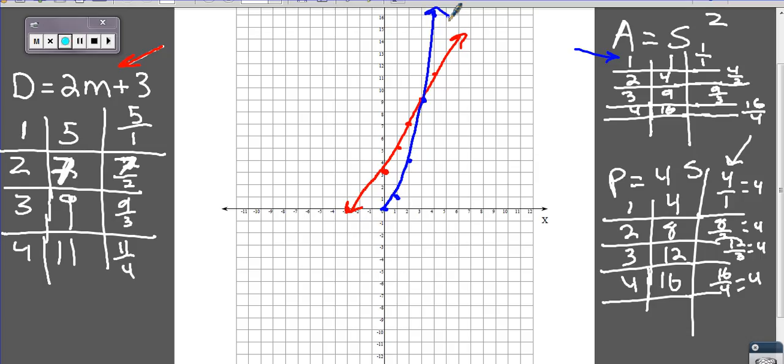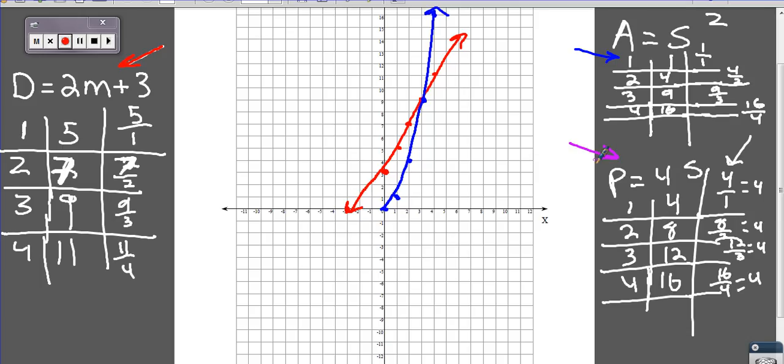Okay, now look at this line. See how it curves? That is an indication that's not direct variation because it doesn't make a straight line. The red line makes a straight line but does not pass through 0. That's not direct variation. The blue line has a curve to it. That is not direct variation.